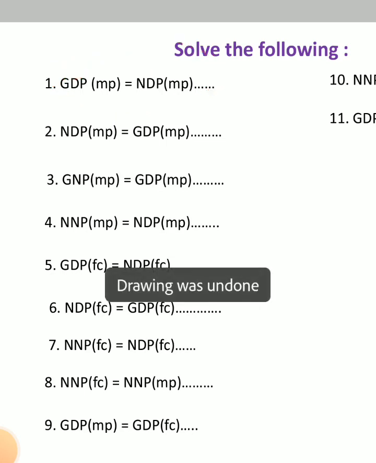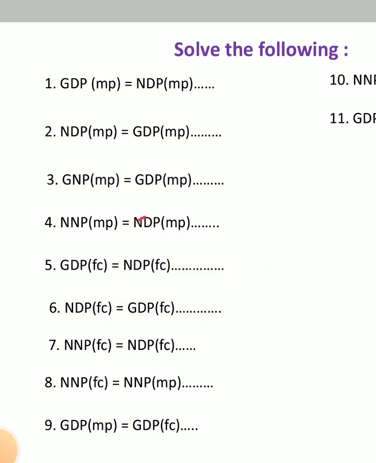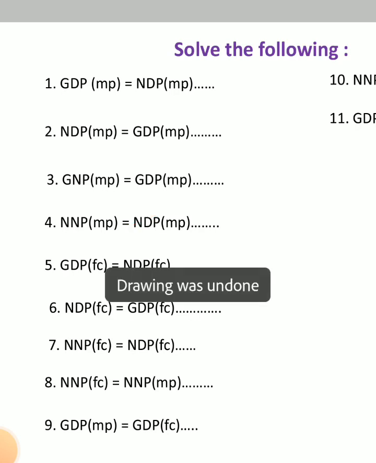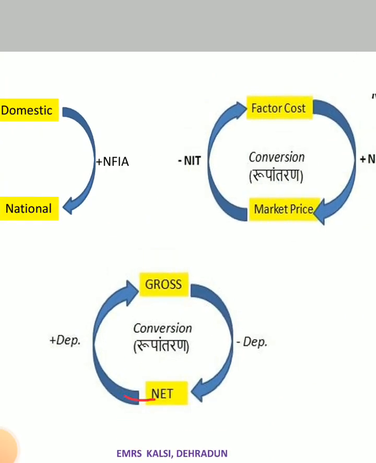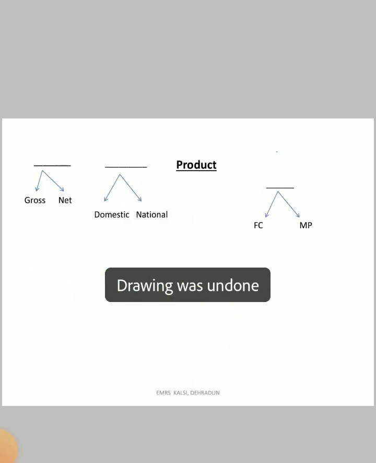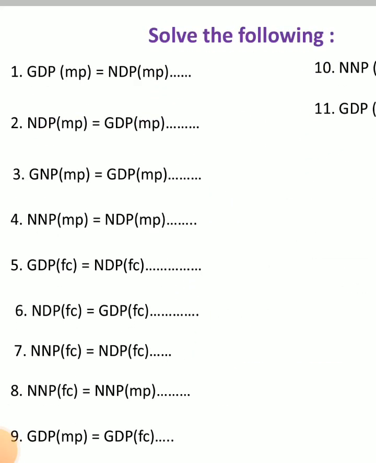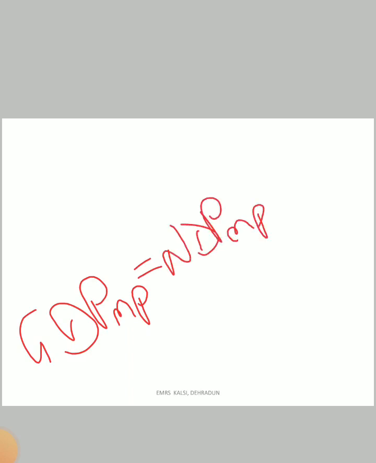So what will you do when you have to change net into gross? Let's see the formula here. When you have to change net into gross, you will add the depreciation. So let's see how we will change. Here it is GDPMP, and you have to change NDPMP into GDPMP. So you have to change the first place, net into gross. What will we do? We will minus the depreciation. Sorry, we will add the depreciation.